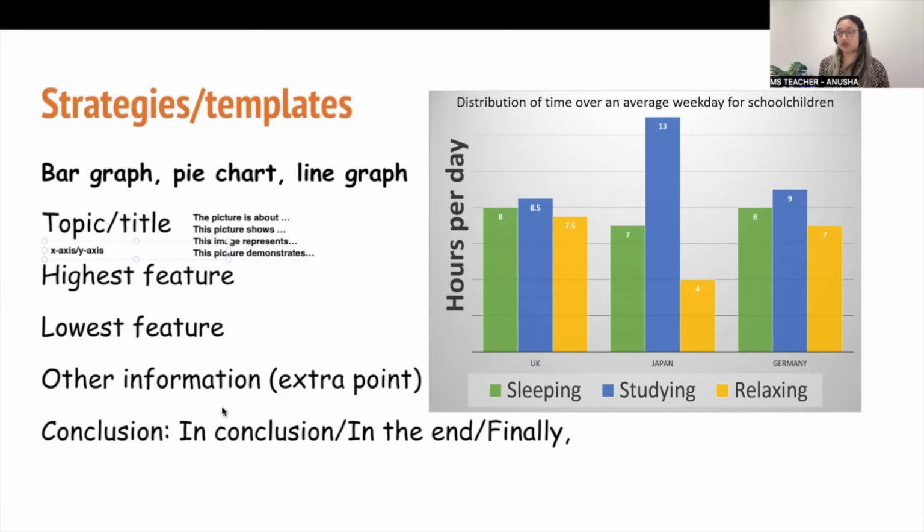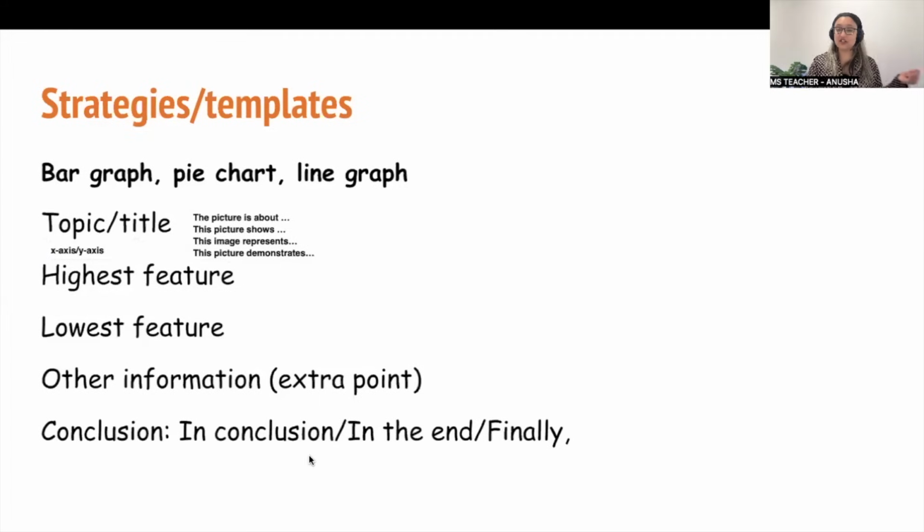Other information like da da da da da can also be seen. Now, I'm using this da da da da, but I'm going to demonstrate by going to a picture. This is just the theory part, okay? And then in the end, or in the conclusion, or finally, it can be observed that, then give the conclusion, okay? Now let's have a look at a bar graph or a pie chart or a line graph.